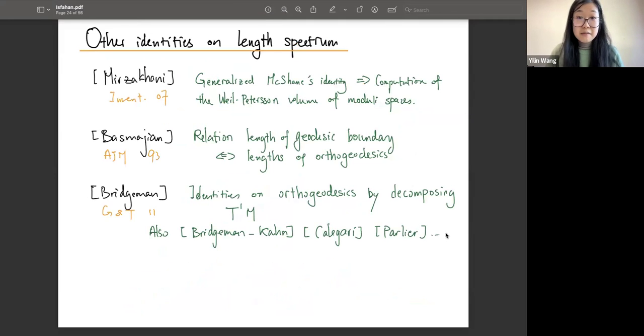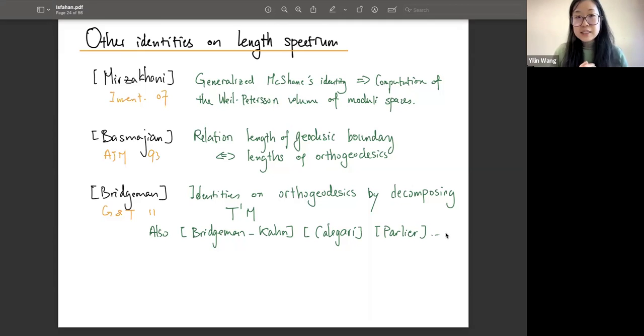So yeah, Maryam Mirzakhani used this idea of McShane. She first generalized McShane's identity, almost 10 years later than McShane's discovery. And in her thesis, she used that to explore the full power of the generalized McShane's identity. In particular, it gives her a recursive formula about the Weil-Petersson volume of moduli spaces of Riemann surfaces. And yeah, that has been really amazing work.